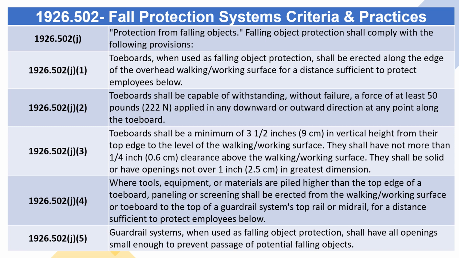1926.502 J4. Where tools, equipment, or materials are piled higher than the top edge of a toe board, paneling or screening shall be erected from the walking/working surface or toe board to the top of a guardrail system's top rail or mid-rail, for a distance sufficient to protect employees below. 1926.502 J5. Guardrail systems, when used as falling object protection, shall have all openings small enough to prevent passage of potential falling objects.